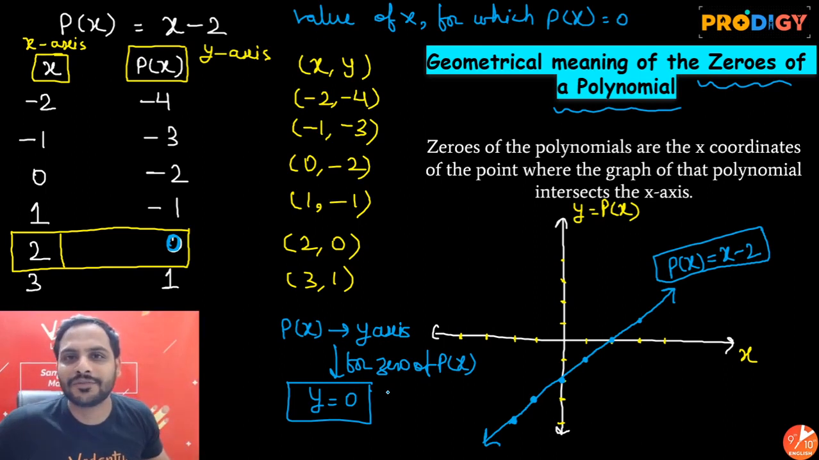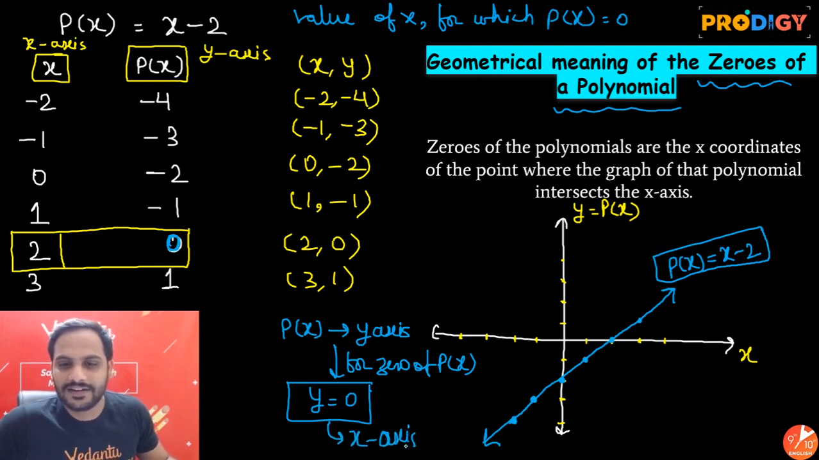And where is the y coordinate 0? The y coordinate is 0 on the x-axis. All of us know that really well, that any point on the x-axis has y coordinate 0. Here also you can see this point is (2, 0). So here the y coordinate is 0.